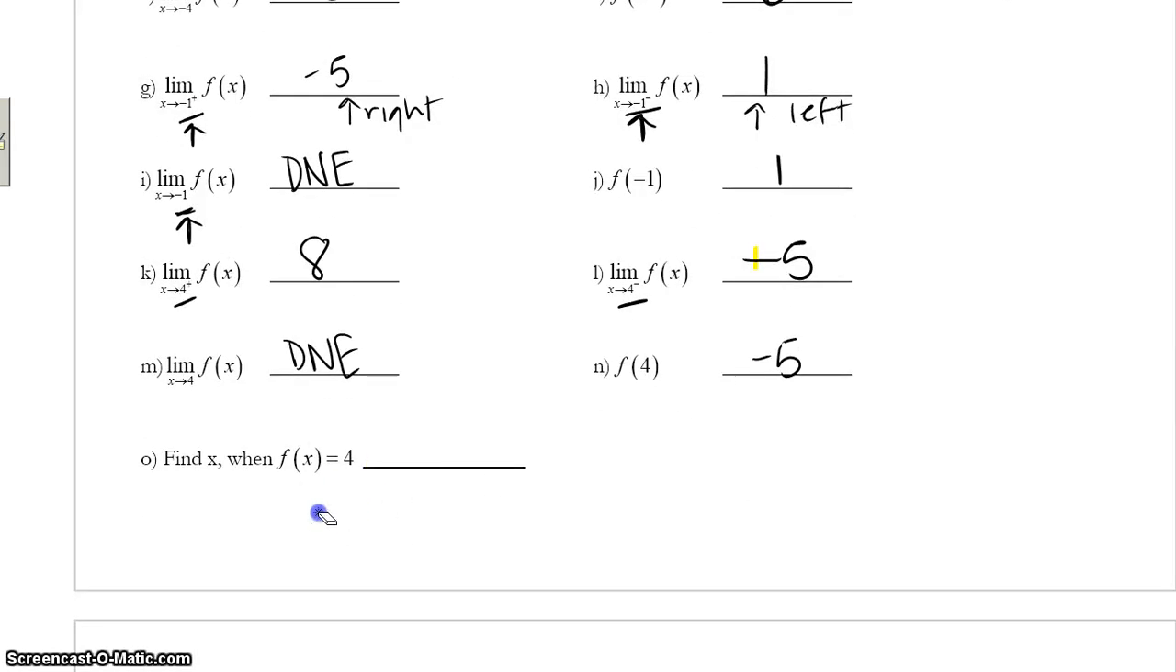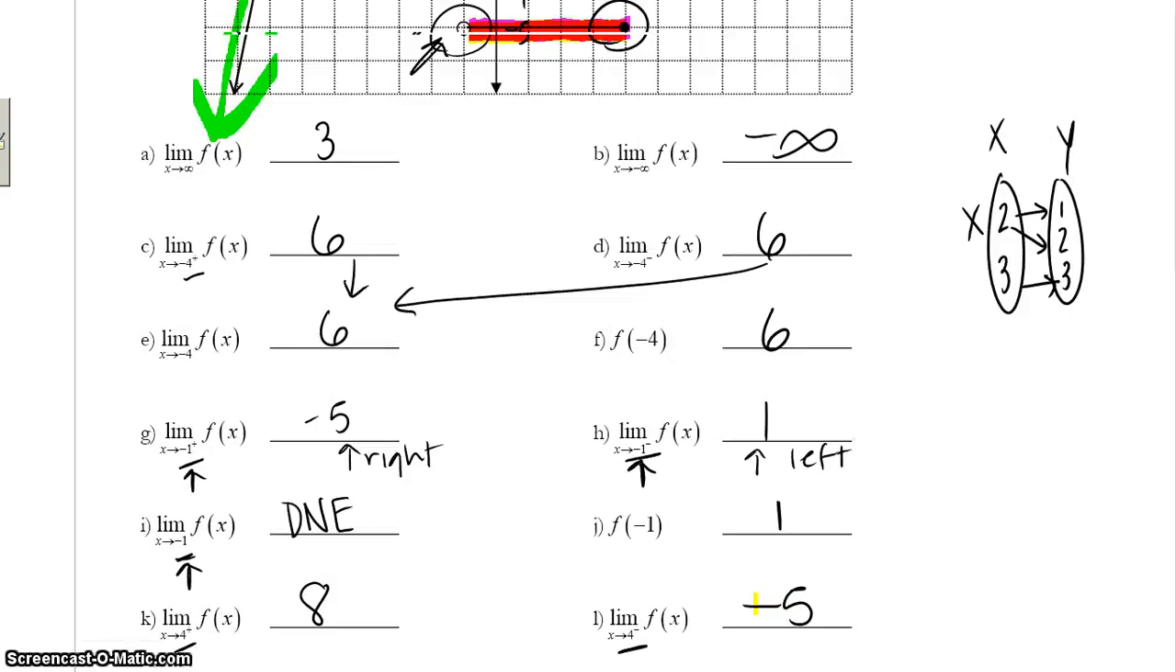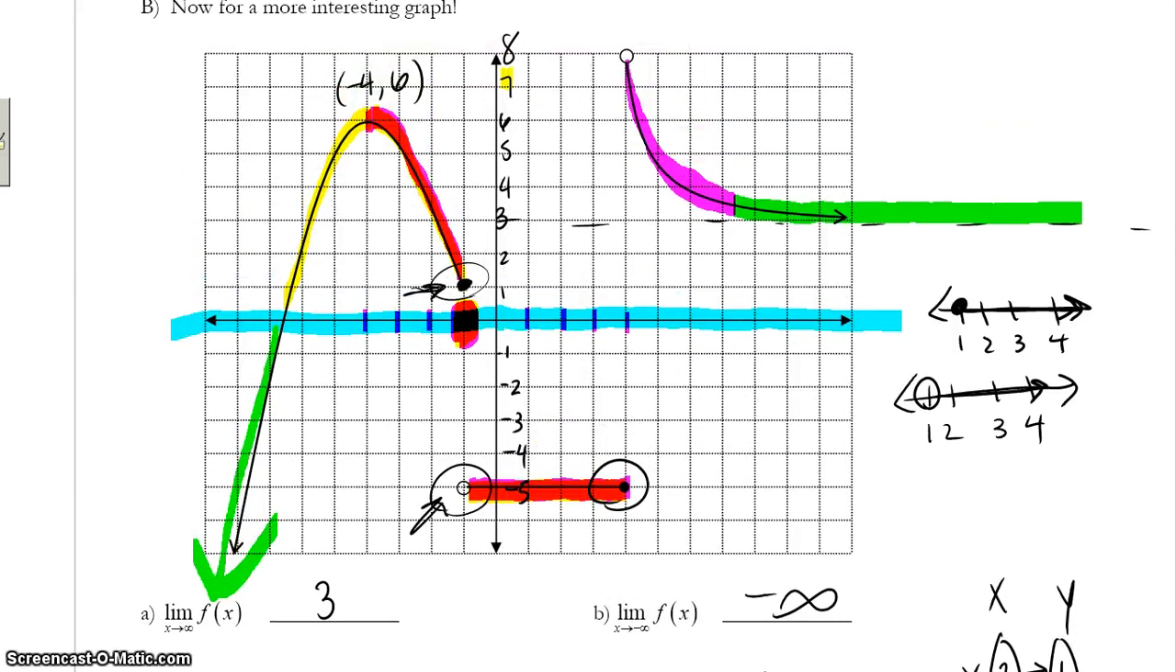Okay, so let me go back to this. Our next question asks, find x when f of x is equal to 4, which means that our coordinate will look like some x when y is 4. So when f of x is 4, what's our x? So let's look at when our y is 4. So that's this part right here. What are our x values? So we can kind of estimate these.